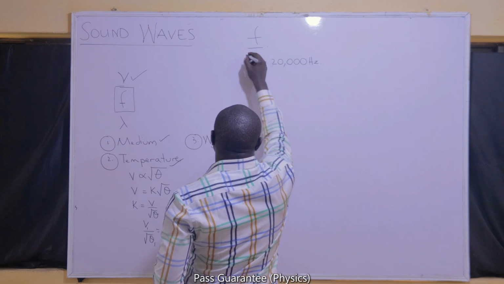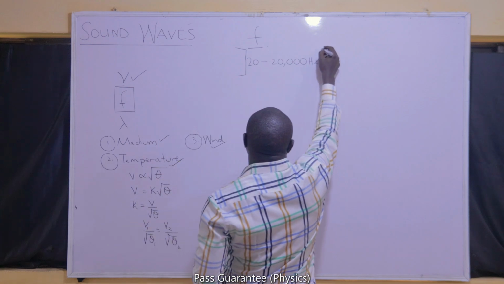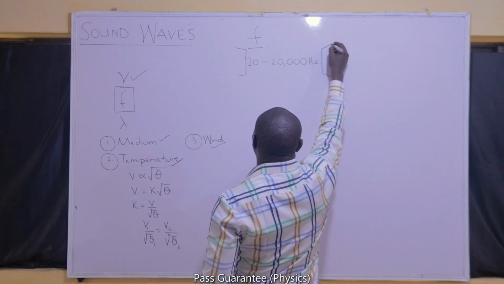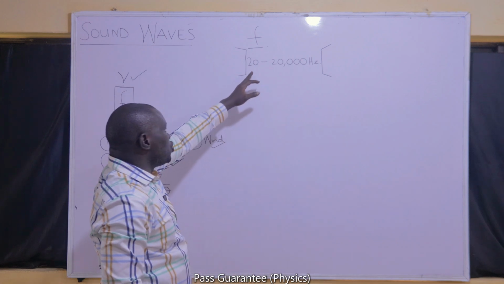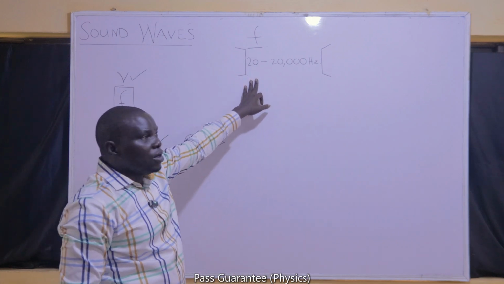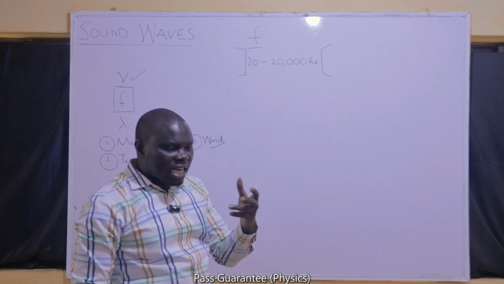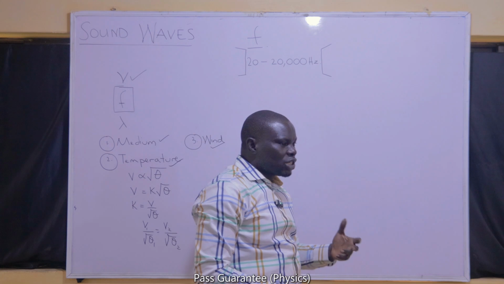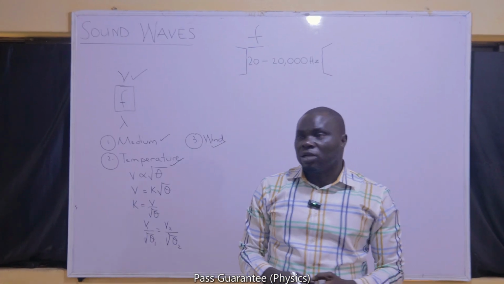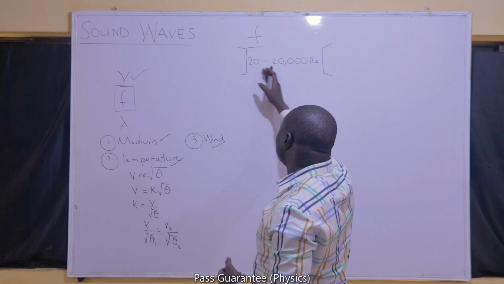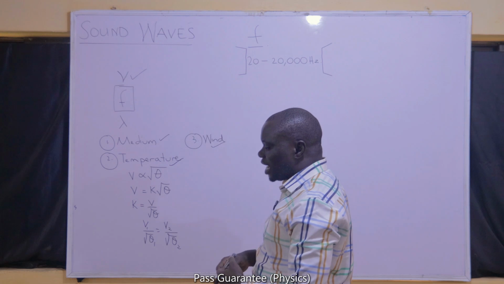So therefore, man cannot hear sound whose frequency is less than 20 hertz. A man can also not hear sound whose frequency is above 20,000 hertz. Sound of frequencies less than 20 will be called infrasonic sound, while sound of frequency above 20,000 will be called ultrasonic sound. We cannot hear infrasonic sound, we cannot hear ultrasonic sound because their frequency is beyond the range of audibility of man, which is just between 20 to 20,000 hertz. Any sound whose frequency is outside this range, we cannot hear.